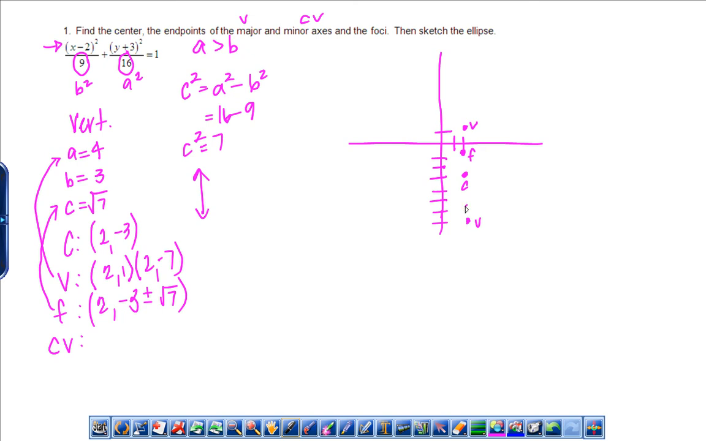That's about right there. Co-vertex, remember you get from your B value. Co-vertex is going to be left and right. So we're centering on vertex and co-vertex. So I'm going to go left and right 3 from my center. So 1, 2, 3, and then 1, 2, 3. So that should be -1, -3, and 5, -3. And then draw the best that you can. Whoops, I didn't label co-vertex. And remember, you're just connecting your vertex. Okay, there's my pretty picture.